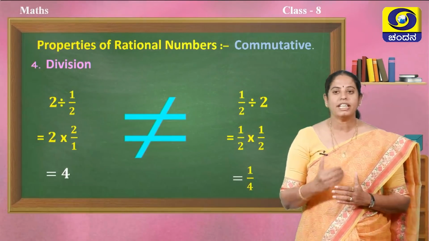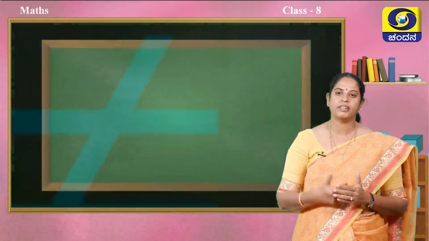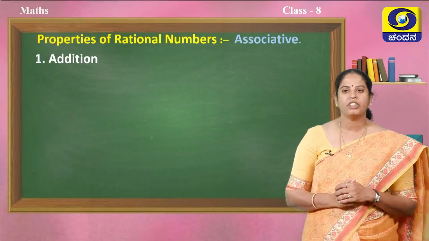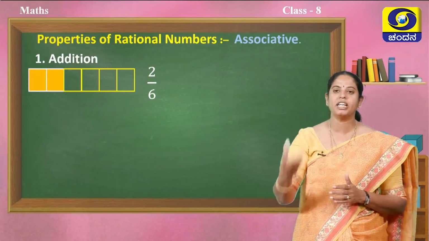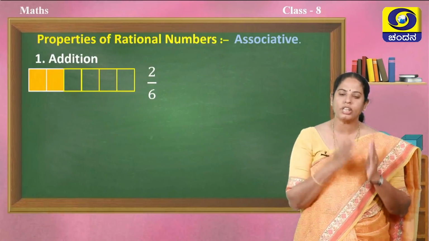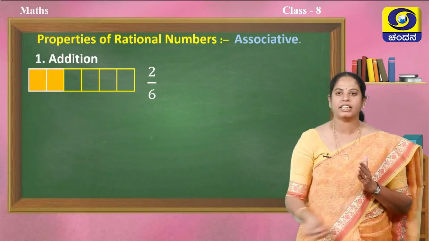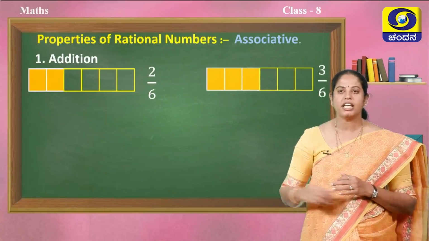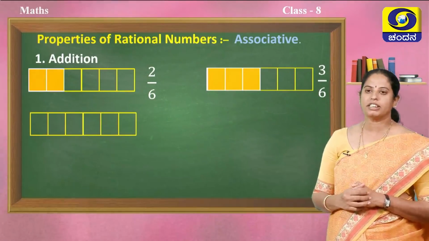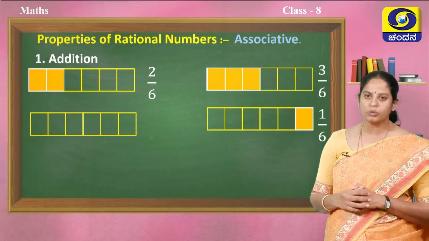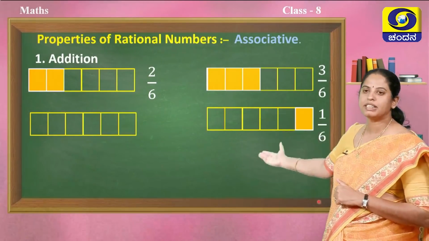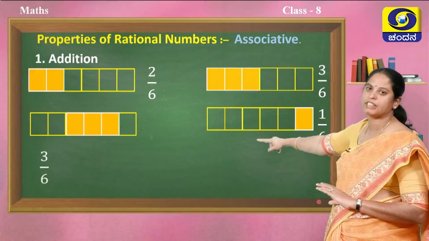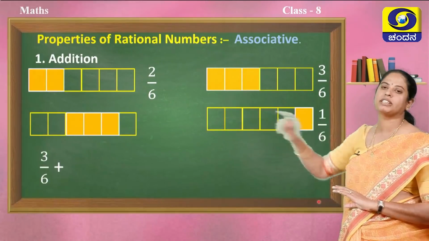Yes. So, let us check one more property, that is the associative property. What is this associative property? We know when we do basic operations between 3 numbers, first we do it with 2 numbers and we take the result, and the third number is added or subtracted or multiplied or divided as required. Here I am considering addition. I have considered 3 rational numbers, 2/6, 3/6 and 1/6. Now, I am going to add 3/6 and 1/6 first, then I will add the 2/6 to the result.